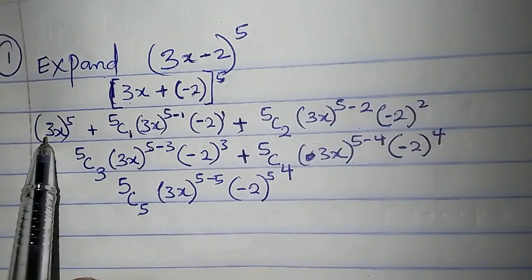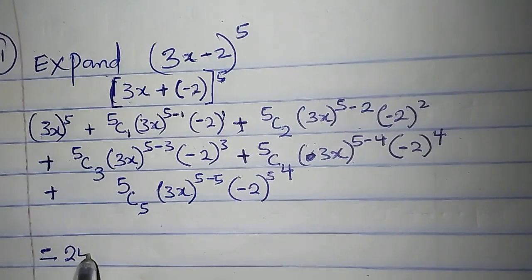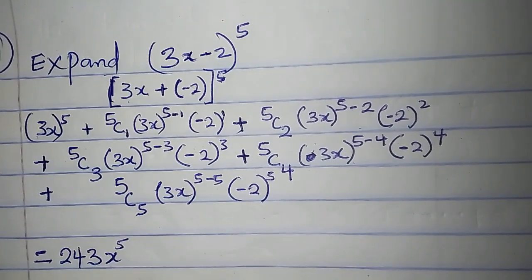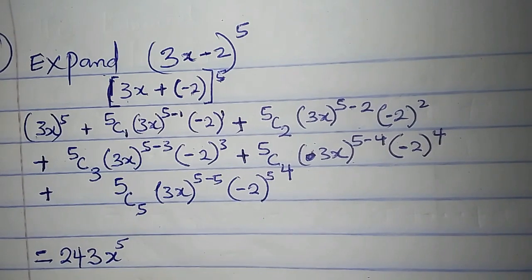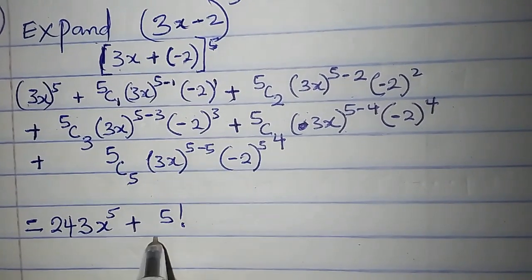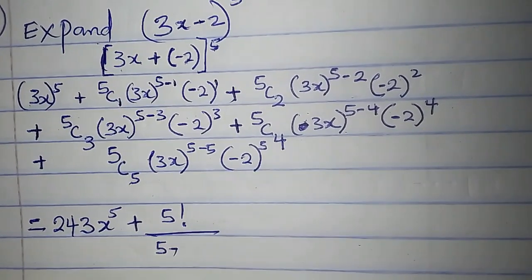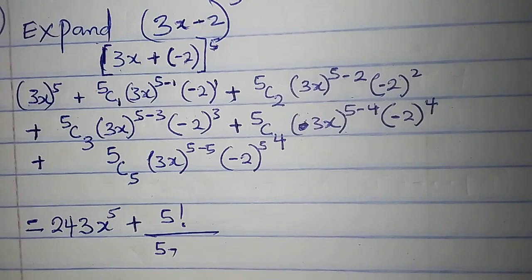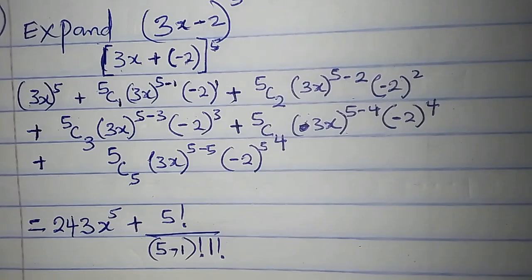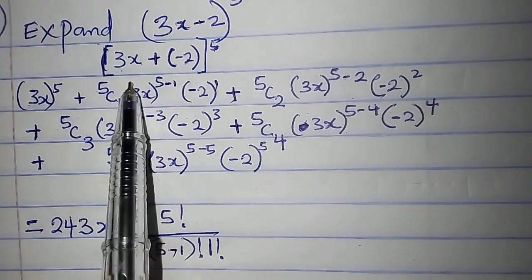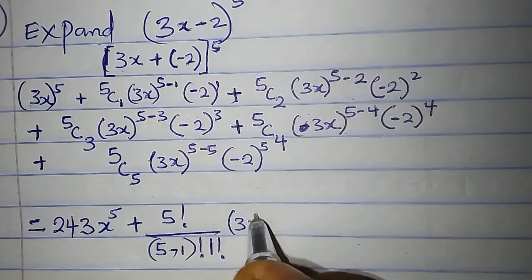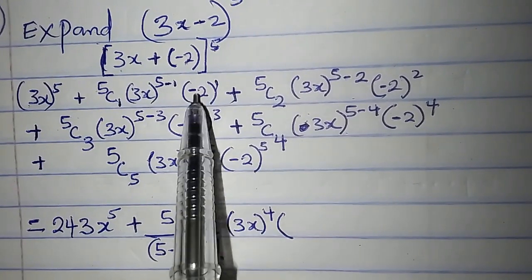Good. 3 to the power of 5 is 243. Then x to the power of 5 as well. x to the power of 5. Okay. What is 5C1? We have 5 factorial divided by 5 minus 1 factorial times the 1 factorial. Then we have 3x all to the power of 4. 5 minus 1 is 4. 3x all to the power of 4. Then times minus 2.